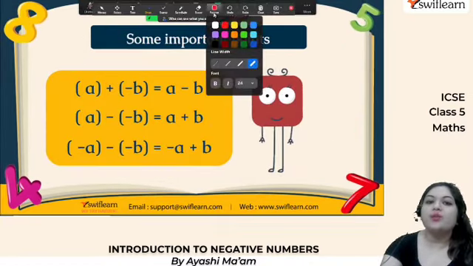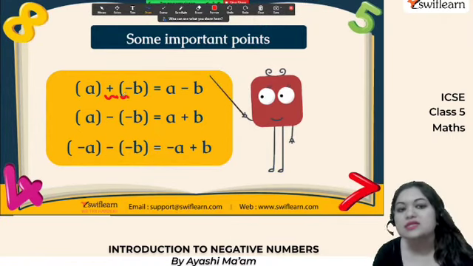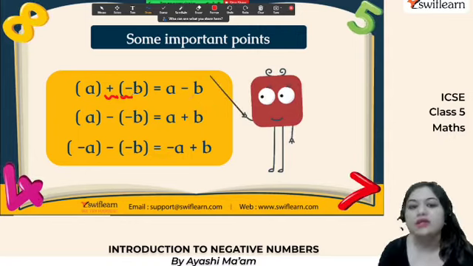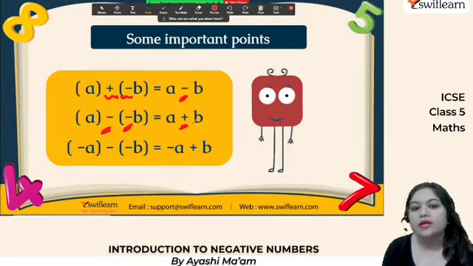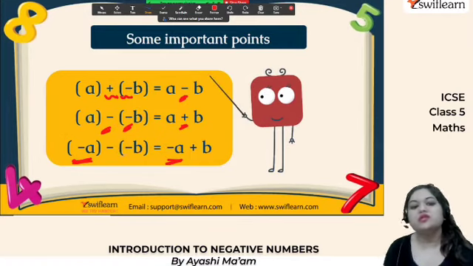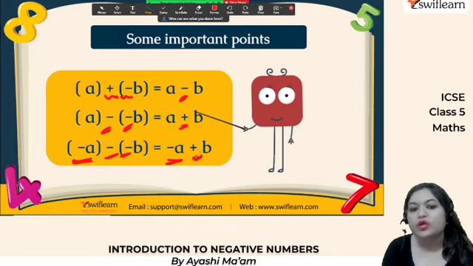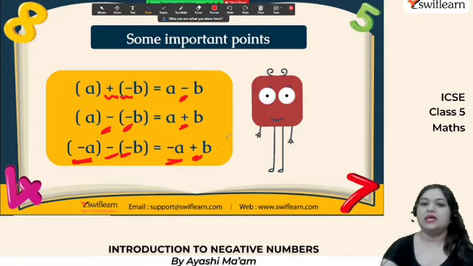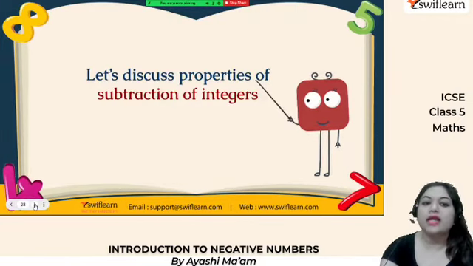Now these are the important points. I have been telling you from part 1 that when plus and minus are sitting together, the answer will become minus. Minus and minus sitting together will become plus. And here also we have minus a, which will remain as minus a, and here we have minus and minus. This minus and minus is going to give us a plus, and b as it is, right? So these are very important to remember for your calculation.